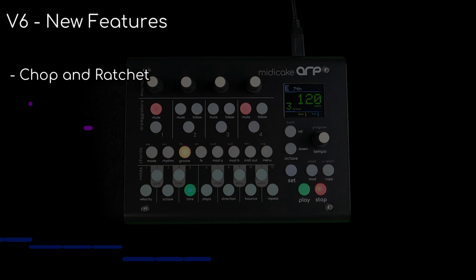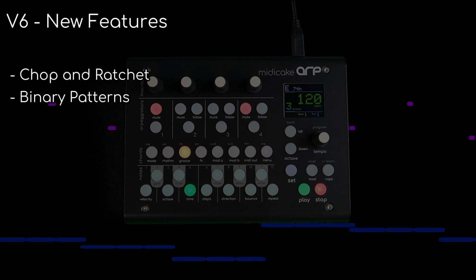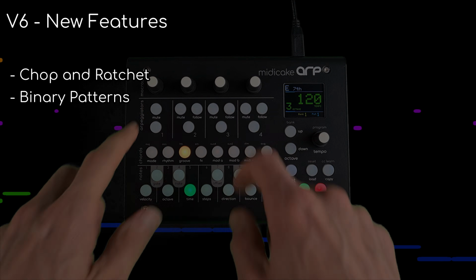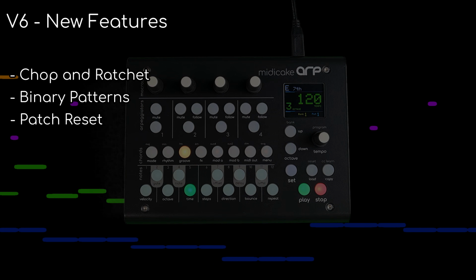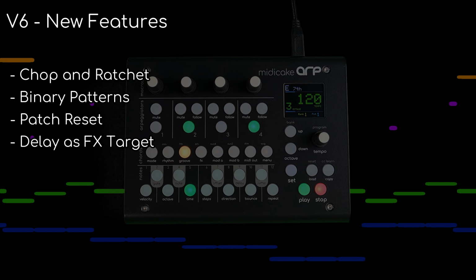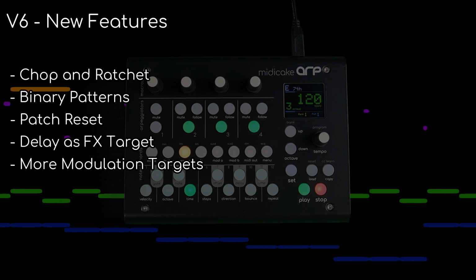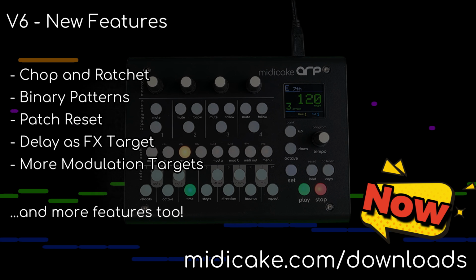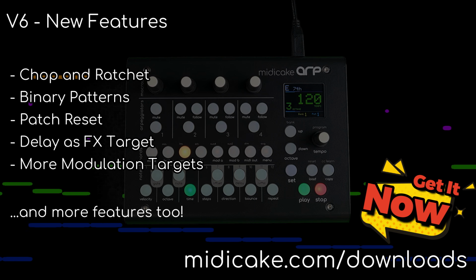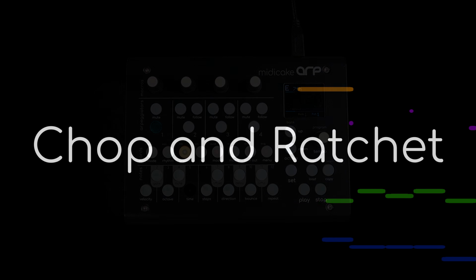New chop and ratchet parameters add subdivisions and retriggers. Pattern sequencing creates advanced rhythms. Patch reset options undo changes. Delay added as FX target. Many more modulation targets. The V6 update is completely free and has been fully tested by Midicake engineers to ensure the highest quality and peace of mind. You won't lose your patches, so there's nothing to worry about.